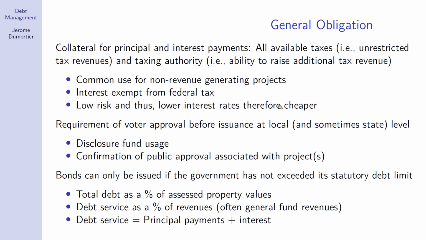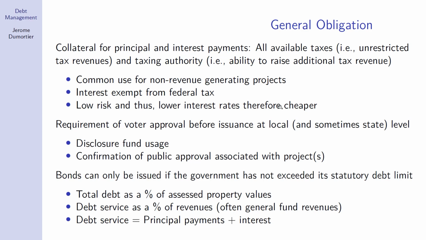The low risk is due to the fact that the collateral is the tax revenue and also the taxing authority of the issuer. Usually, those general obligation bonds require voter approval to ensure that the voters are actually approving of the projects that are associated with the bonds.